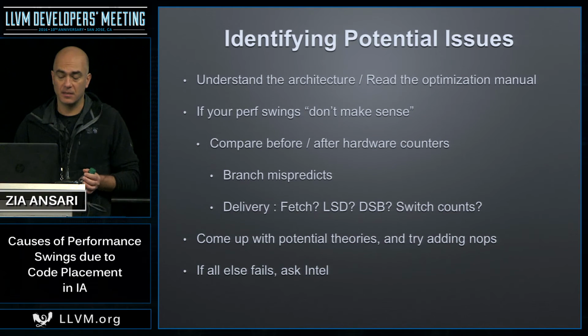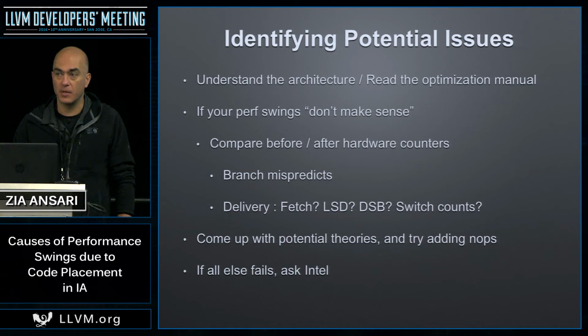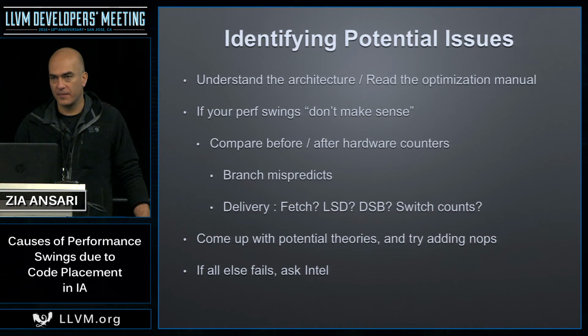Branch mispredicts is a big one. Delivery: are we fetching from the byte, from the LSD, from the DSB? Are we switching a lot? And then try to come up with some sort of a theory based on your newly acquired knowledge. Add some no-ops and try it again and see if it works. If all else fails, feel free to ask for help. At least I'm happy and willing to help. I find this stuff fun.